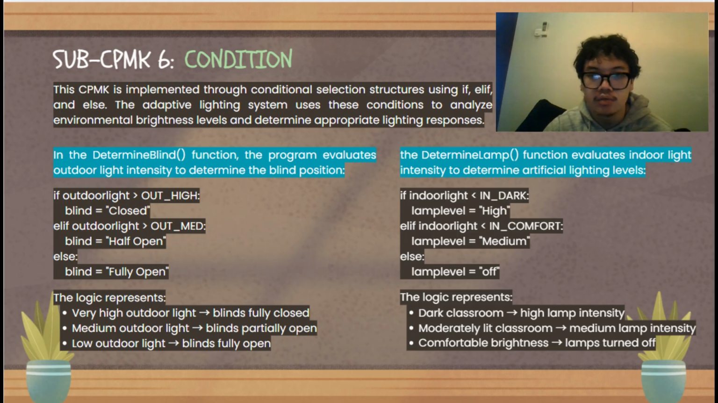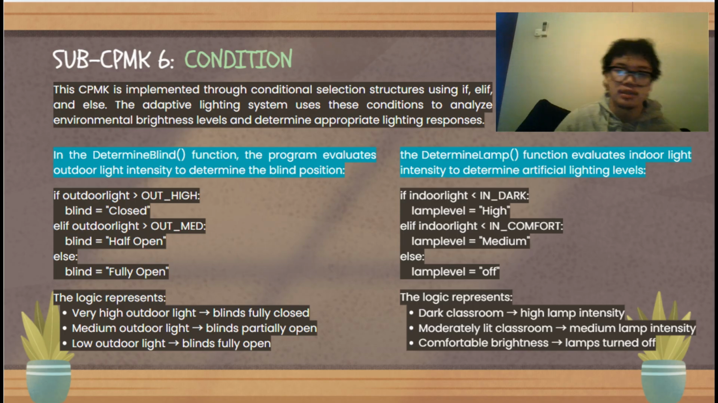Basically, if we have a dark classroom, then the lamps will be set high, be lit up, and if the classroom is not very dark but also not very bright, it's a moderately lit classroom, then the lamp will be at a medium intensity. But if the classroom is bright enough, at a comfortable brightness, then the lamp could be turned off. And as I said, it works quite similar to the determine blind function.